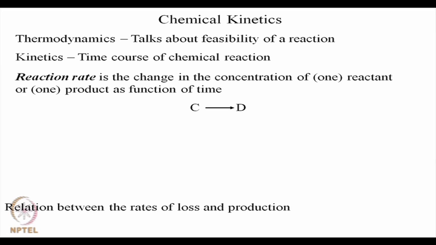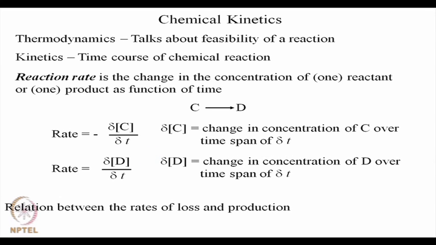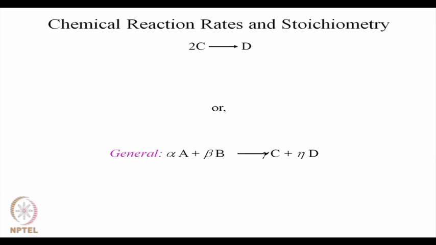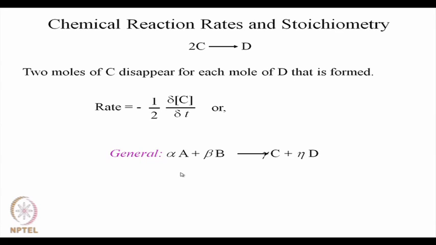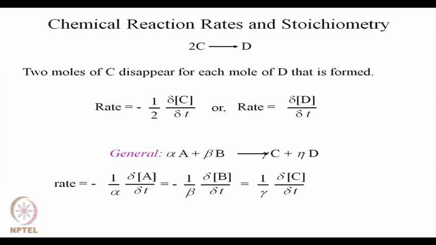So chemical kinetics means, as I told you, the feasibility and course of reaction. Like reaction rate, which I discussed, you can write the reaction rate as rate of disappearance and rate of appearance. This rate equation is nothing but the relation between rates of loss or production of certain substances, maybe substrate or product. And we discussed the relation between stoichiometry and reaction rate. For a general reaction, alpha, beta, gamma, and eta are the stoichiometric coefficients, so you can relate this for a balanced chemical reaction.